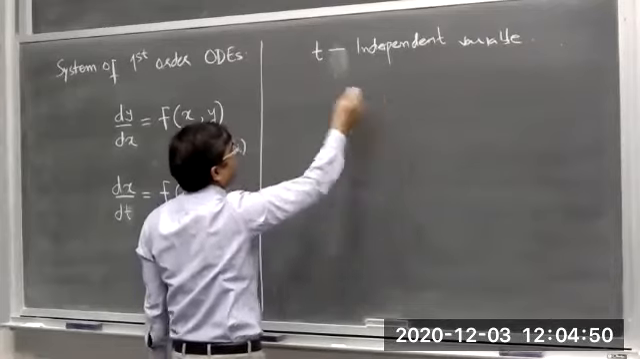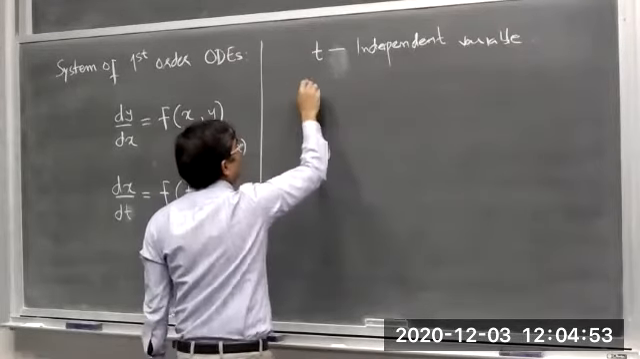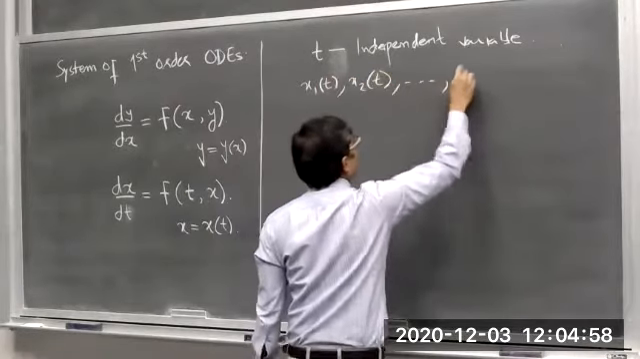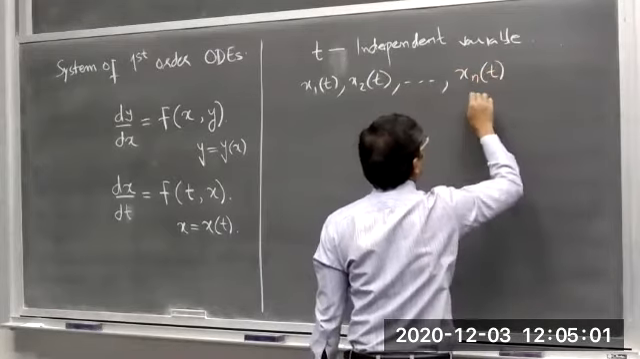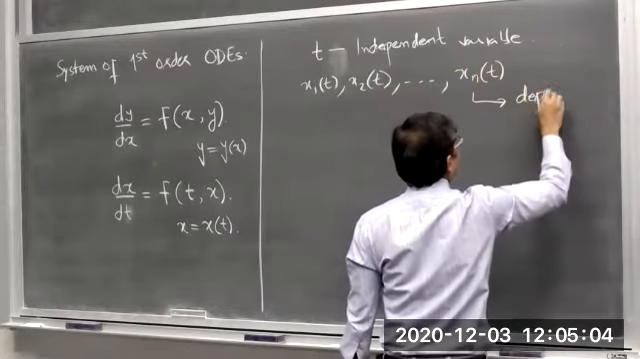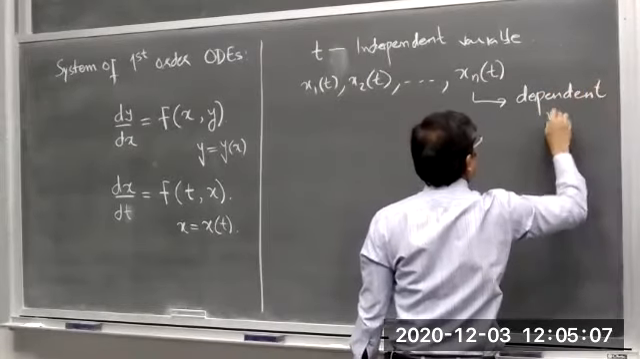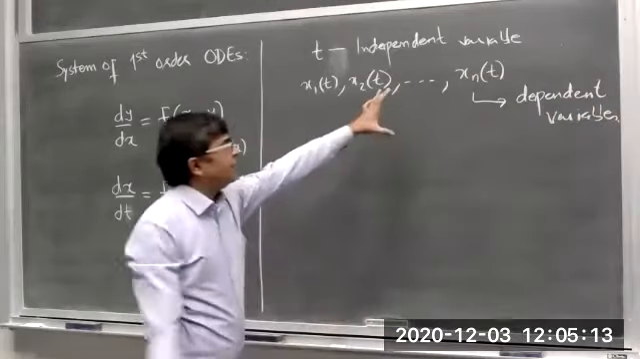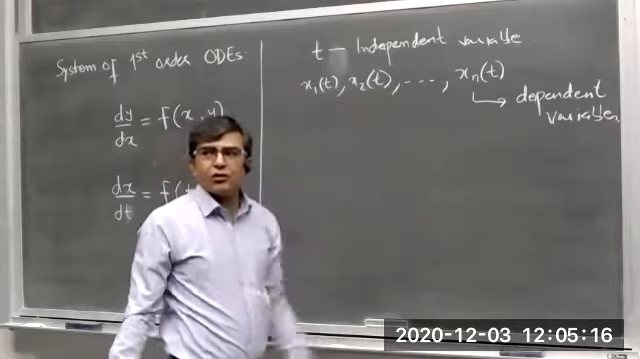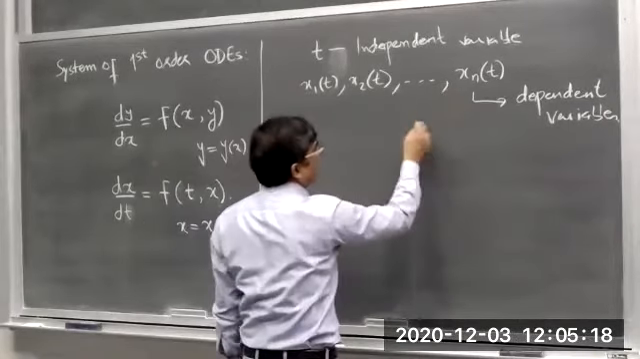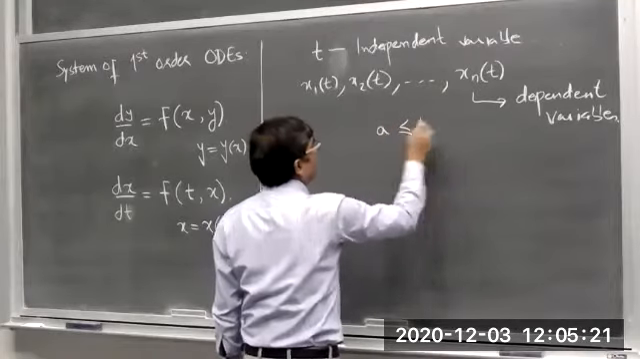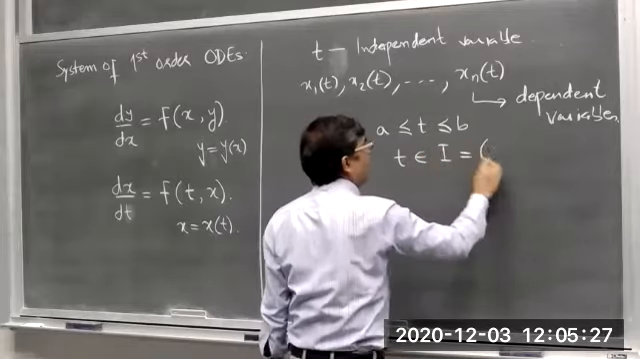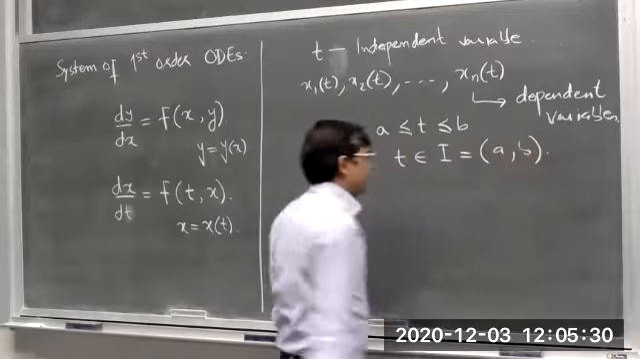For example, we can define y1, y2, and so on up to yn, or x1 of t, x2 of t, and so on up to xn of t. These are all dependent variables, and they are functions of t only, so there must be a domain. We assume that t is defined on some interval a to b, or t belongs to some interval I.